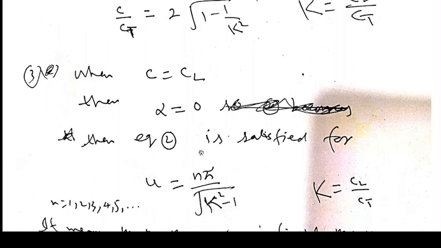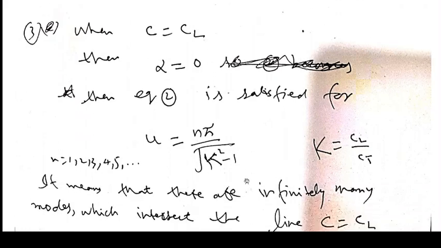So when you use this in equation number 2, then you can satisfy equation number 2 with this u. Again, you have to solve equation number 2 by using this and must have this value u. So this is telling us that we have infinitely many solutions, infinitely many values of u when C is equal to CL.